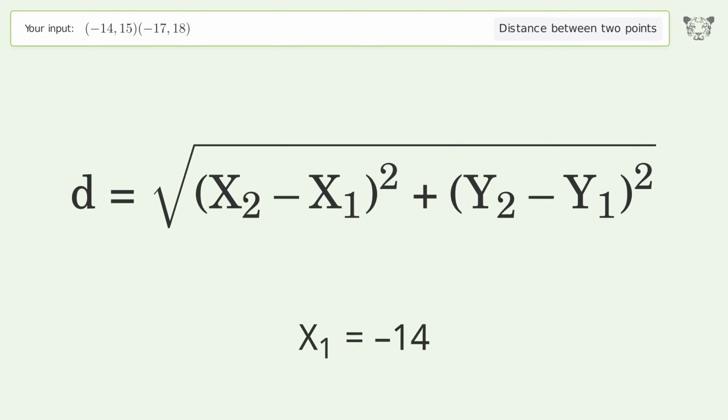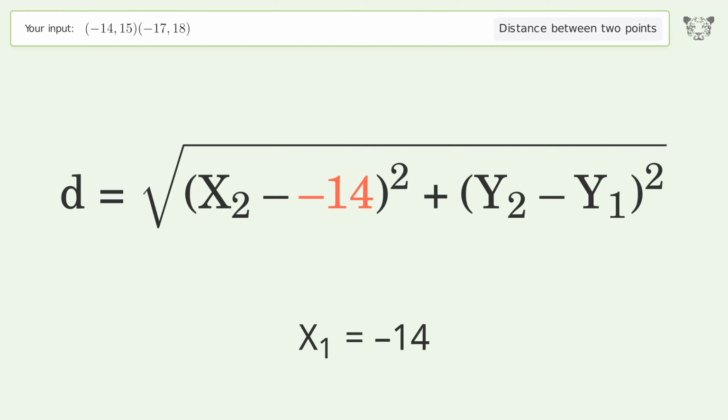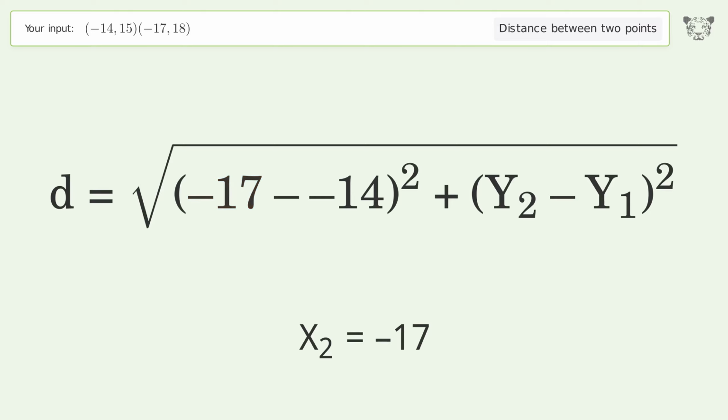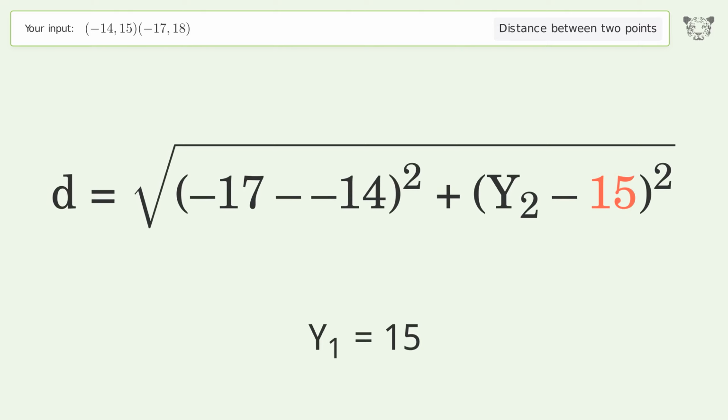x1 equals -14. x2 equals -17. y1 equals 15. y2 equals 18.